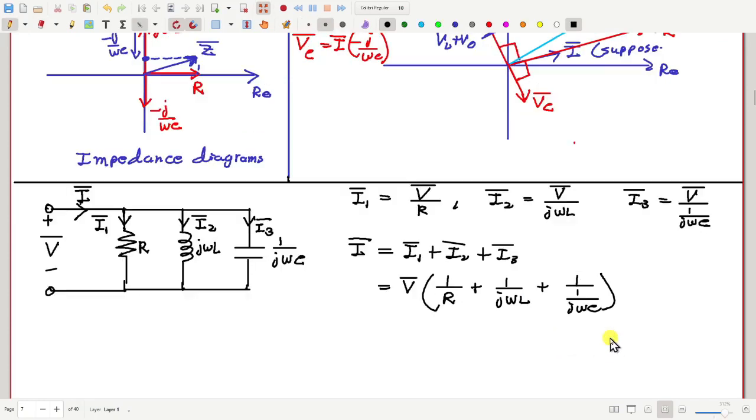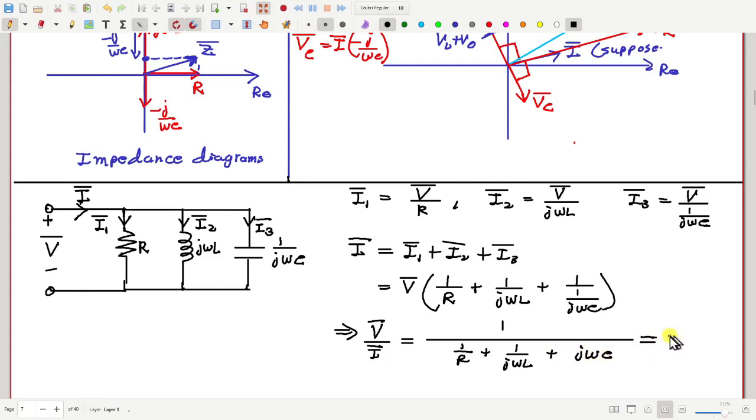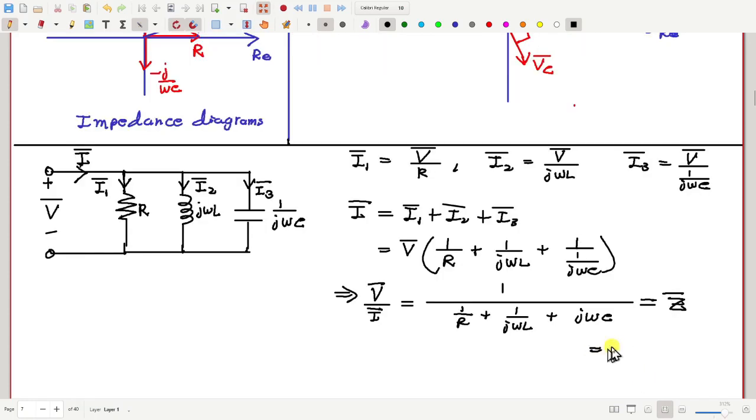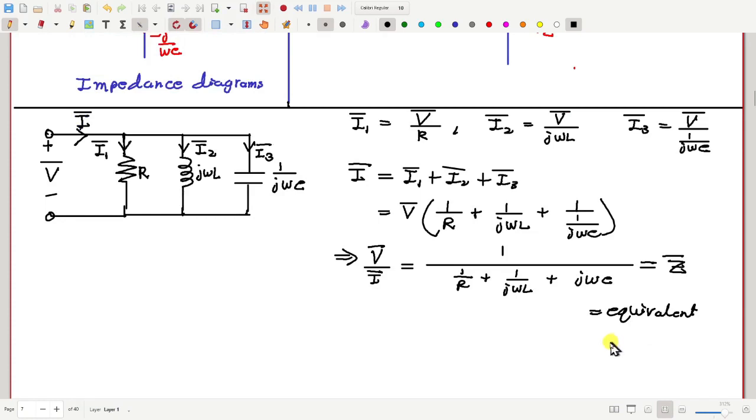Okay, then we can write from here that V bar by the total current I bar will be equal to 1 over 1 by R plus 1 by J omega L plus 1 by, so let me write it just J omega C. Okay, so this, call it Z, complex number, is the total impedance, equivalent impedance. Got it, sir. So we can do it similar to DC, if we use phasor. Exactly, yeah, that is the main point.